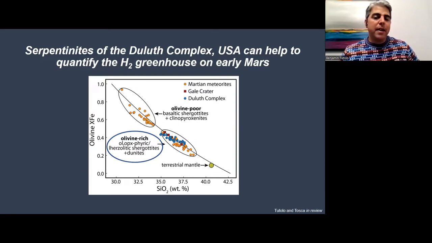Importantly, these olivines are rare or very distinct from the terrestrial mantle, the most abundant reservoir of olivine on Earth today. They're much more iron rich than the mantle, and therefore they must be doing different reactions whenever they're becoming serpentinized. And so we need to study serpentinites of places like the Duluth complex of the United States in order to quantify this reaction.